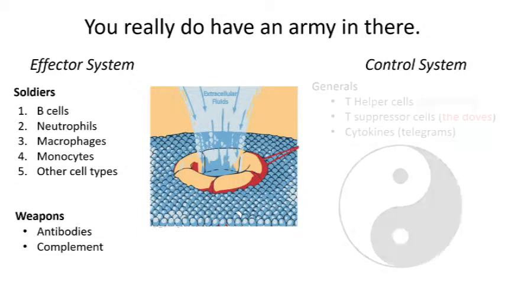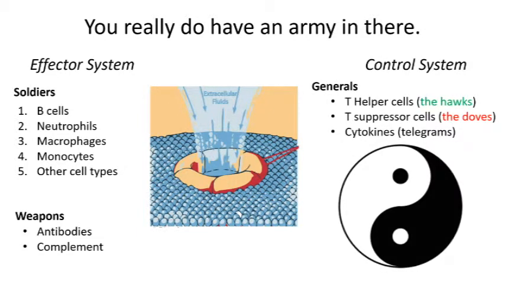The control system contains the master cells known as T lymphocytes. There are T helper cells, which switch the immune system on. These are like the hawks. And the T suppressor cells, which switch the immune system off, the doves. And finally, there are many, many protein messengers called cytokines, which are like the telegrams that coordinate all the different components of the immune army.